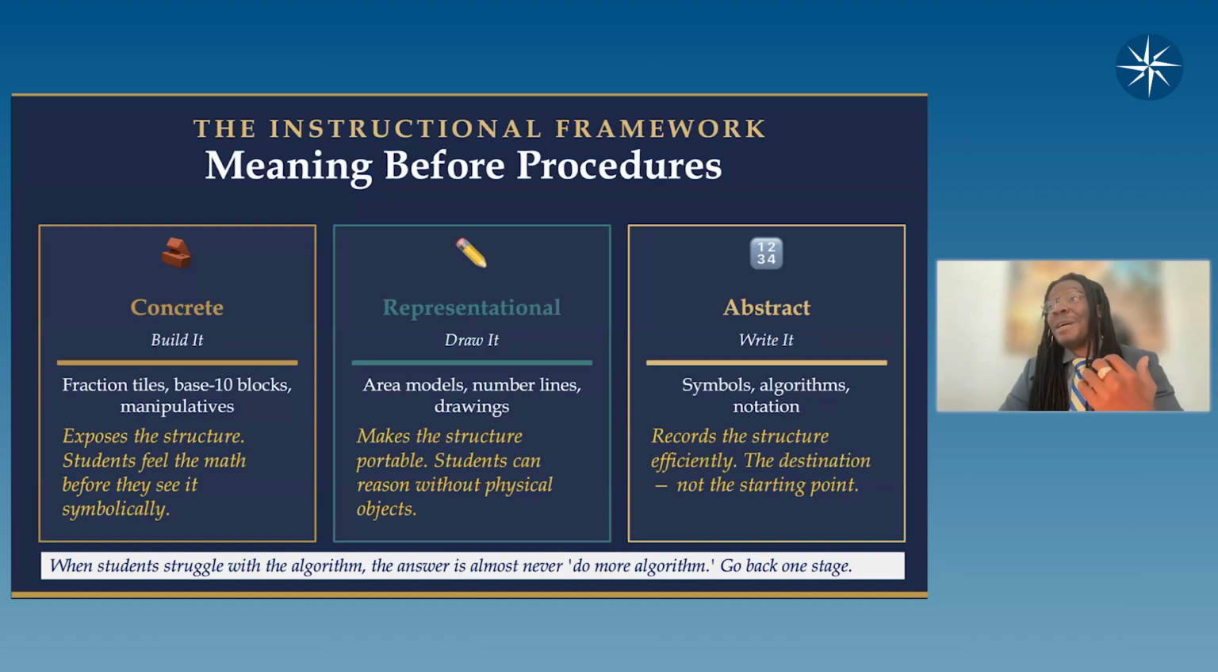And at the abstract level, this is where we want them to be. That's where we want them to be. All of us. We want them to be at the abstract level, understanding math conceptually, however. Because I can be at the abstract level and I'm procedurally fluent. I know how to do it, but I don't know why I'm doing it.